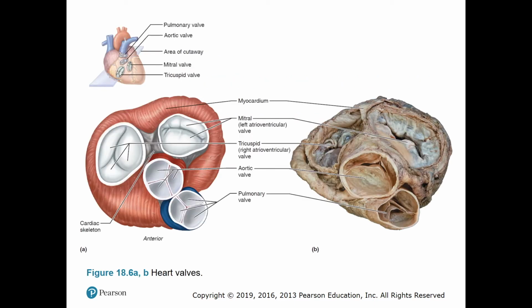Figures 18.6a and b, the heart valves. So you can see the mitral or left atrioventricular valve, the tricuspid or right atrioventricular valve, the aortic valve, and the pulmonary valve.